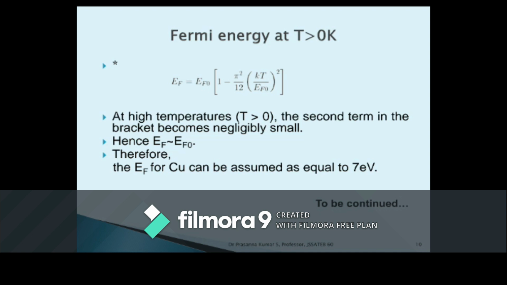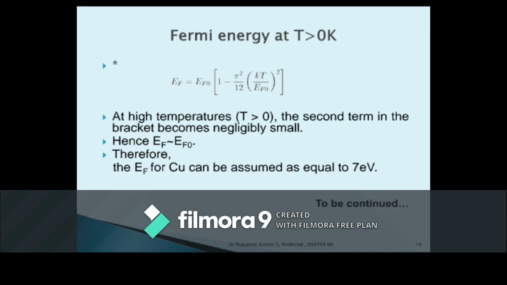Now if you substitute the constant values of pi, k, EF naught, all those things, the second term in the bracket happens to be a very small quantity compared to the first term. So this is the expression at T greater than 0 K. Since the second term in the bracket is a very small value, we can approximate the Fermi energy EF is equal to EF naught. Therefore, we can assume that whatever Fermi energy was calculated at 0 Kelvin, it was 7 eV, it also is valid at temperatures greater than 0 K.